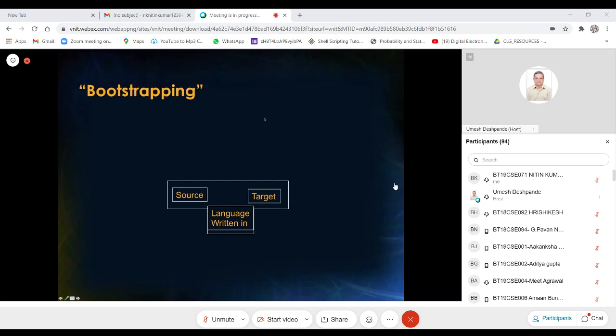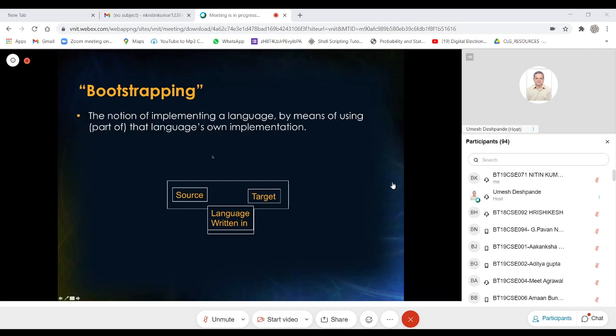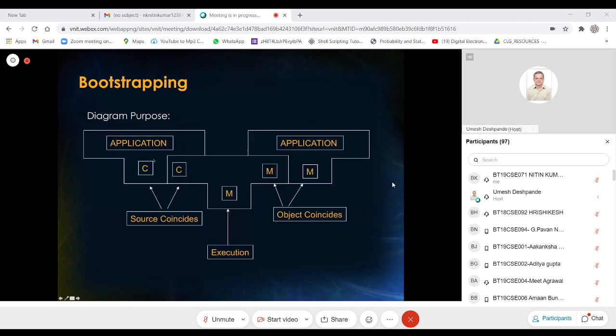So let's take it from this point. This entire process is, as we said, called bootstrapping. It is the notion of implementing a language by using part of that language's own implementation. This is something we will discuss in detail, and it will become clear as we progress through the slides. So this is the notation of a T diagram. It seems to be a complicated picture, but it will become clear and pretty easy to understand.